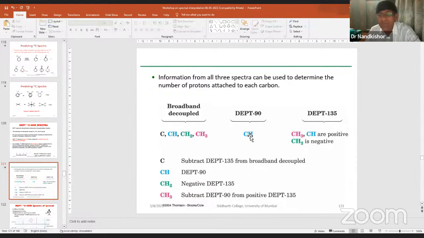Whereas in DEPT 90, all the peaks will be missing except the CH peak, so only one CH peak will appear in the spectrum. In DEPT 135, the CH2 peak is in negative format and falls below the line, and the positive peaks above the line are CH3 and CH. Once you confirm the DEPT 90, the CH position will be absolutely known to you, and then the rest is CH3. So by just working it out, you can easily get information about the alkyl groups present in the molecule.